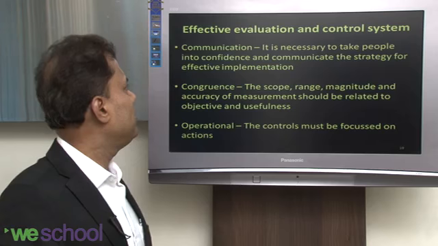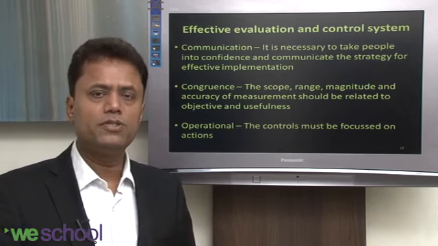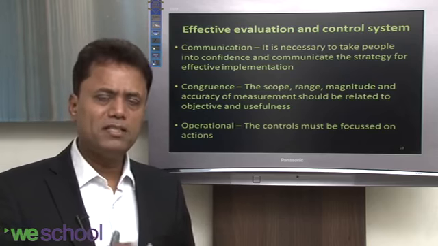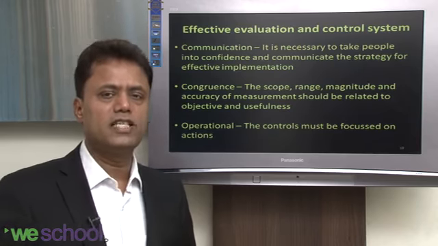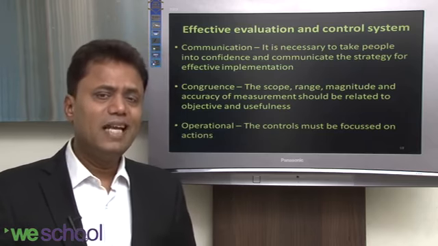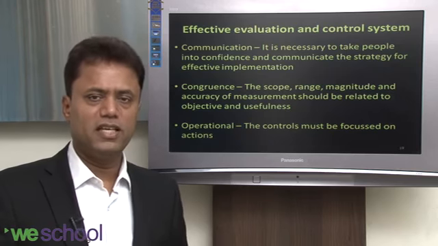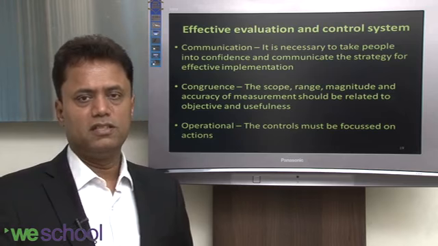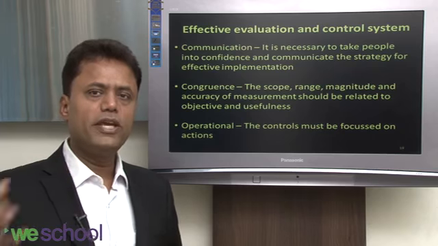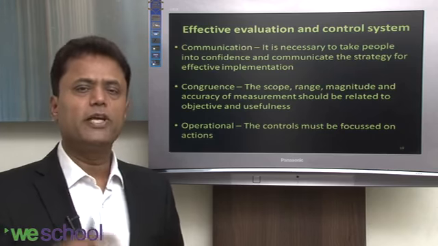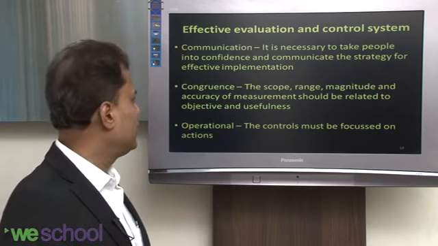Communication. It is necessary to take people into confidence and communicate the strategy for effective implementation, which I have said in the beginning also, in the earlier chapters. Communication plays a very critical role. From time to time, the CEO of the organization, the BU head, or the functional unit head needs to keep communicating to all the stakeholders what the organization is trying to do, what kind of support they are seeking, why they need to do this, how they will do it, and what resources will be provided, why the organization is moving from point A to point B in a given point in time. So those things have to be very clearly communicated and articulated.